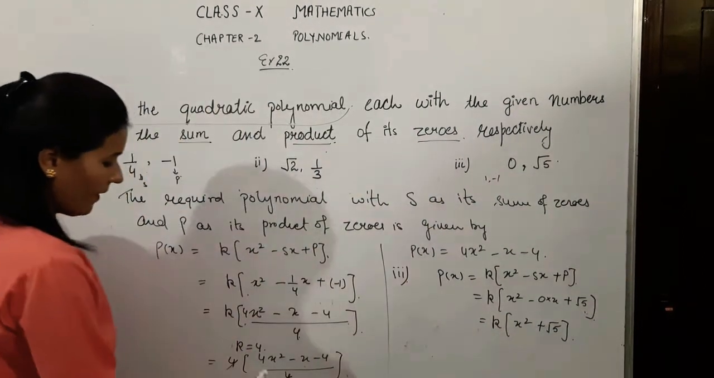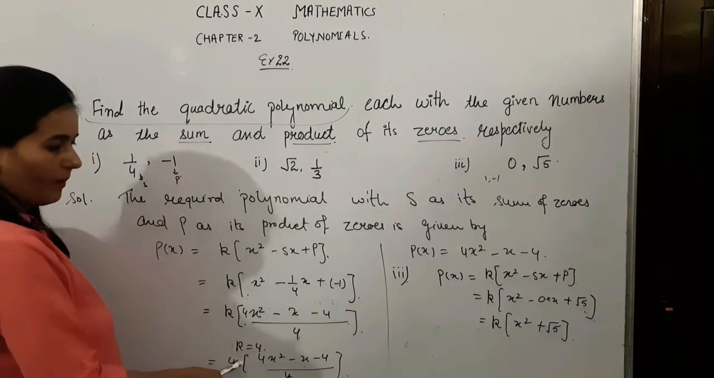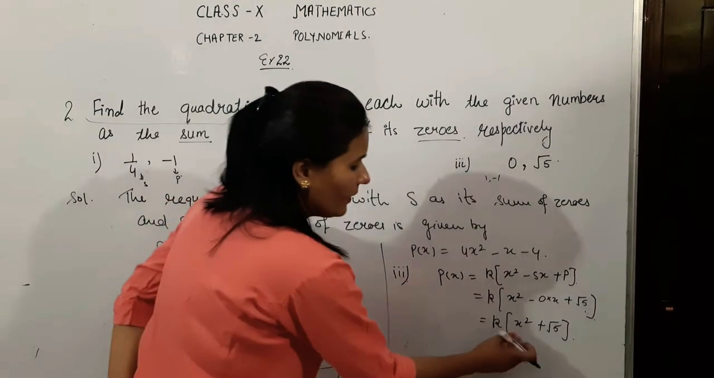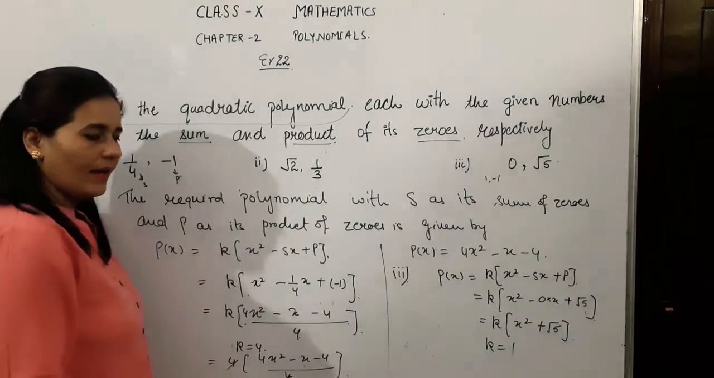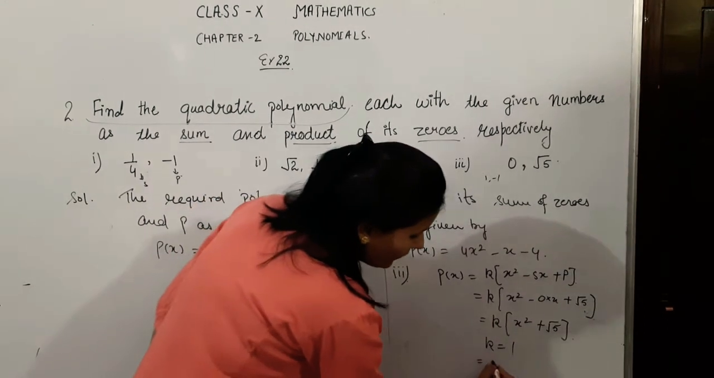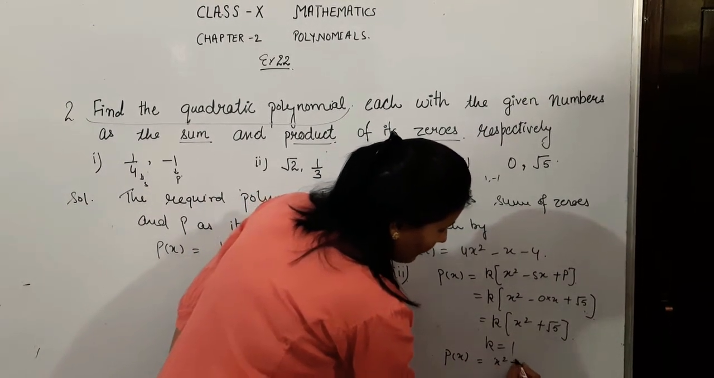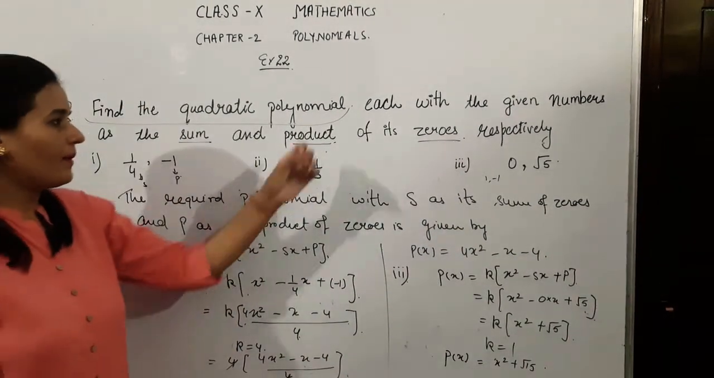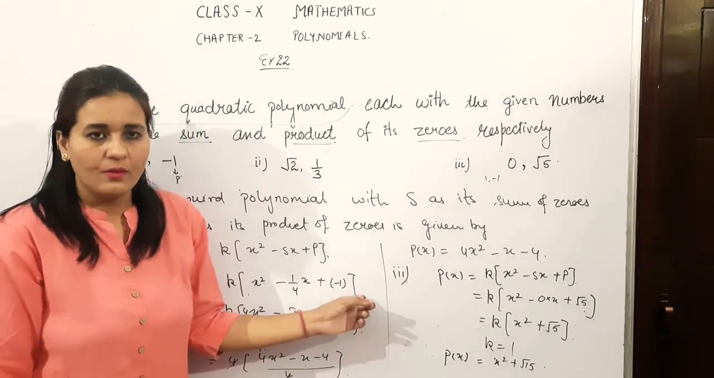Okay. In the last question we substituted k as 4, right? Because we had a denominator there and we wished to cancel it out. But here we don't want k. So you can simply write k as 1 or you can leave it as it is. Right. If we write k as 1, then finally the polynomial p(x) will be equal to x square plus root 15. Right. So this was your question number 2 of exercise 2.2.